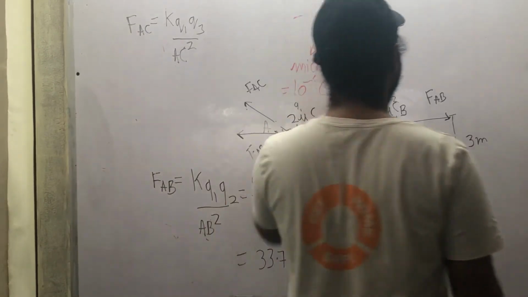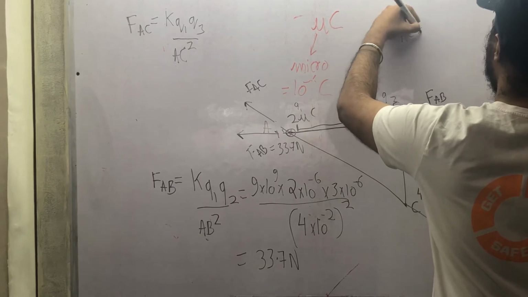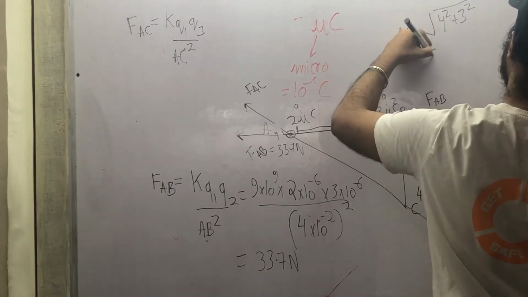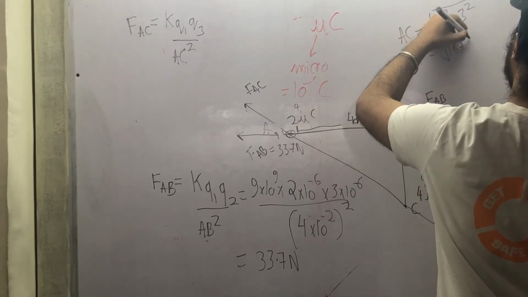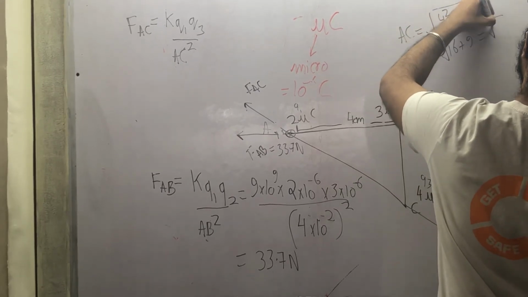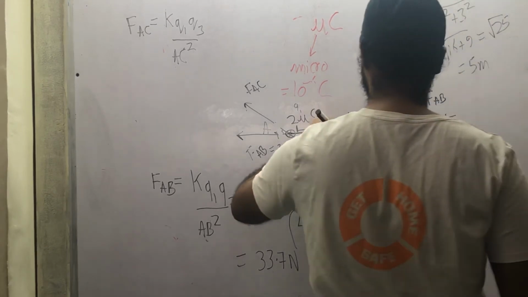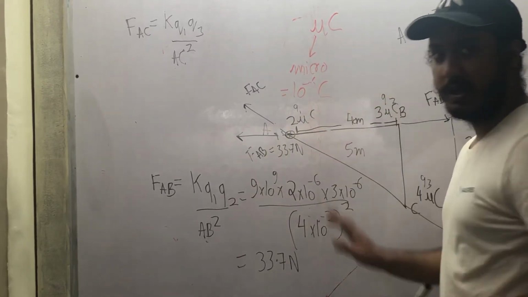Okay. So AC will be 4 square plus 3 square under root, 16 plus 9, 25. It comes out to be 5. So this side is 5 meters. I hope that is clear.